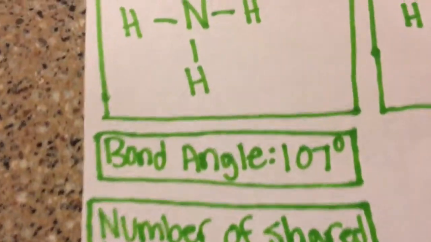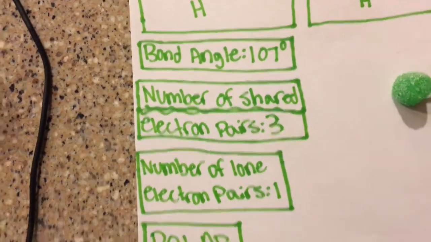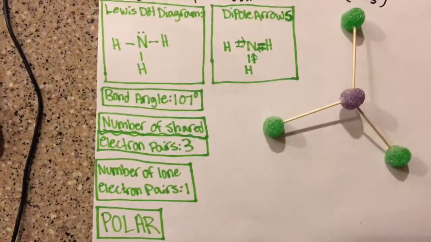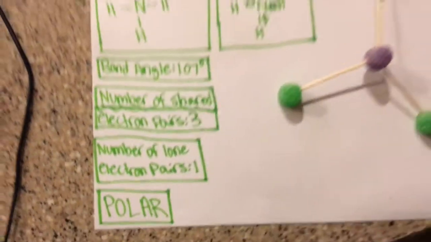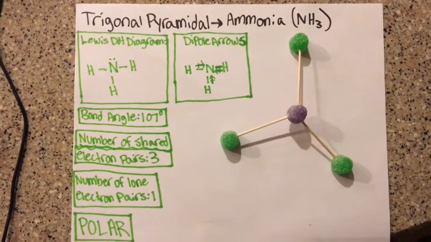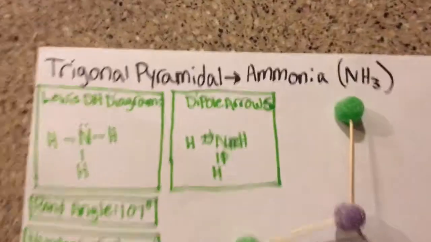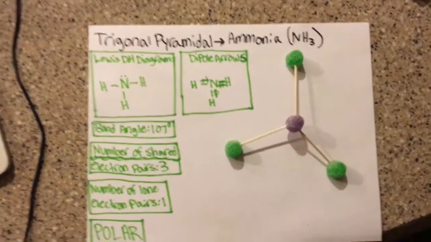The bond angle is 107 degrees. So this is 107 degrees. The number of shared electron pairs is 3, and the number of lone electron pairs is 1. And for trigonal pyramidal, it is polar. So ammonia is polar, and these are the dipole arrows to show that. And this is my trigonal pyramidal ammonia.